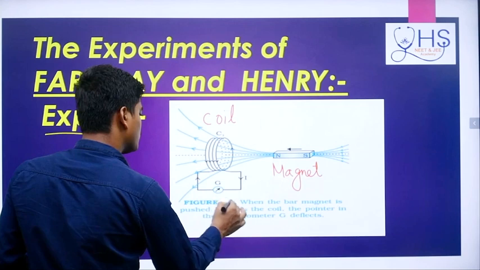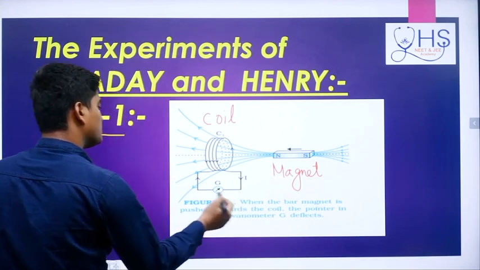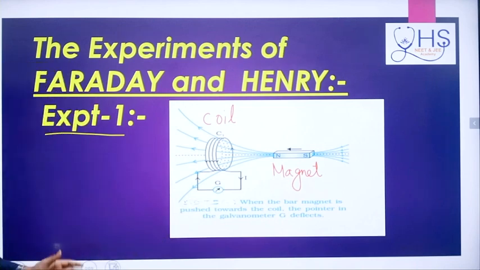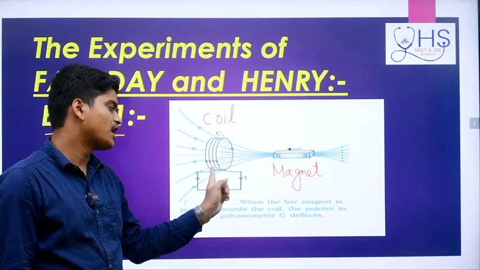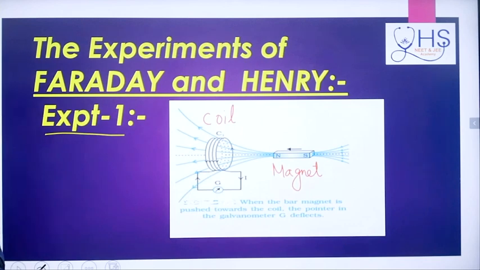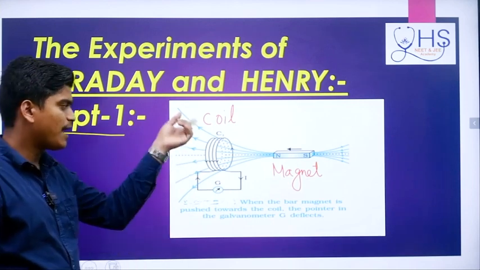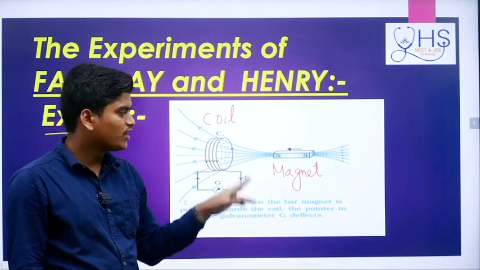So what is this figure basically telling? The figure, or experimental setup, is saying that when the bar magnet is pushed towards the coil, the pointer in the galvanometer deflects. In this experimental setup, what did we observe? Some observation will be there, and after observation, one conclusion will be there. What is the conclusion here?